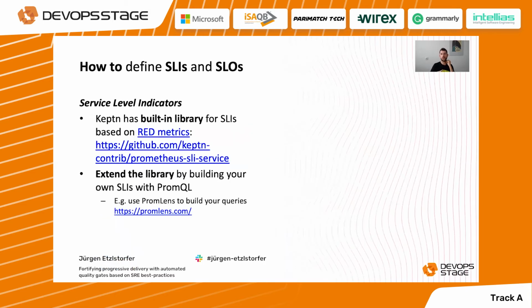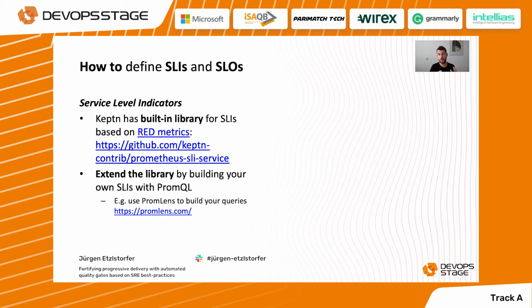So how to define SLIs and SLOs. We've seen how they look like. And for defining SLIs, Captain has a built-in library of some SLIs already. They are based on the RED metrics. So you always get some metrics out of the box, like the response time, the error rate, and the throughput. These are part of the RED metrics. They might be named a little bit different, but basically these three metrics are always part of the RED metrics.